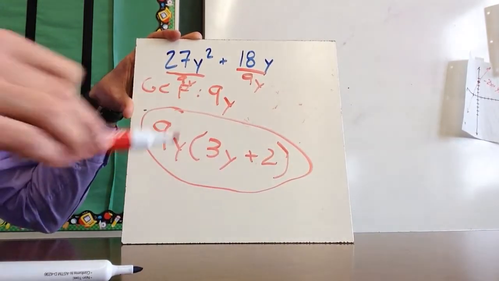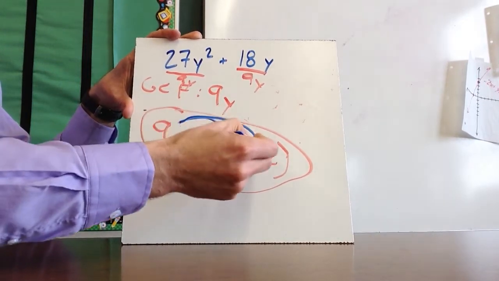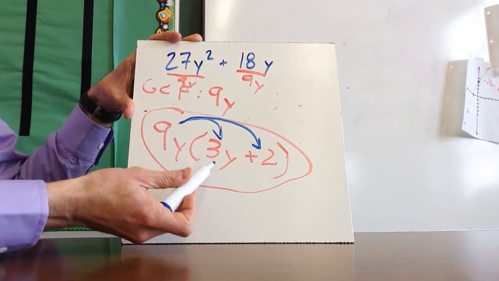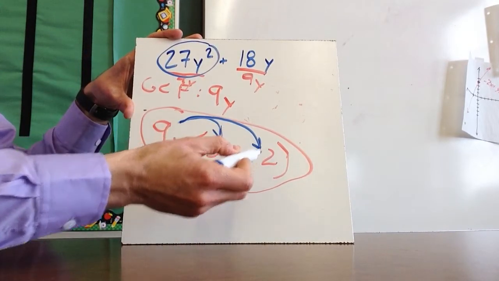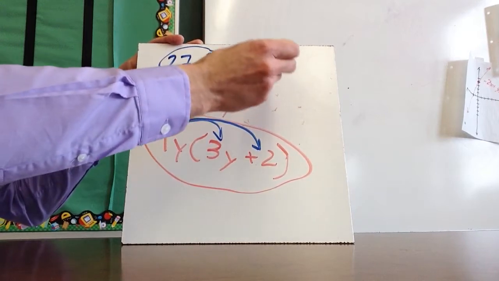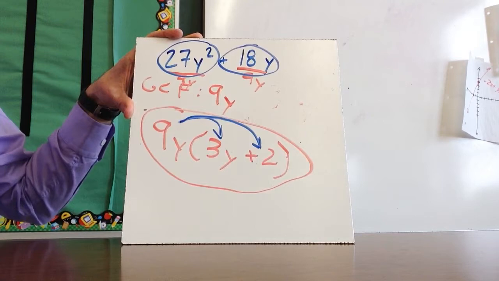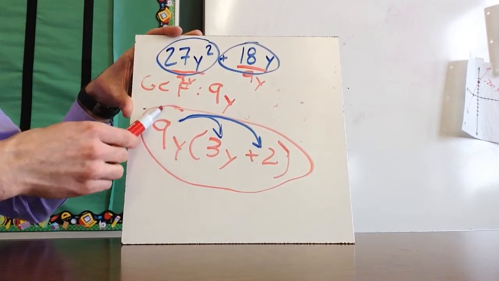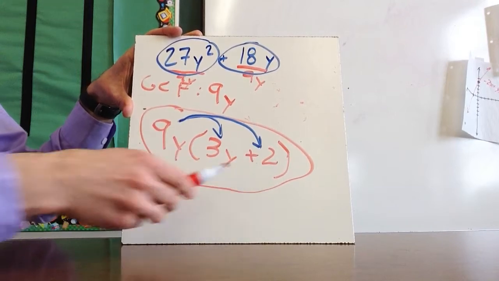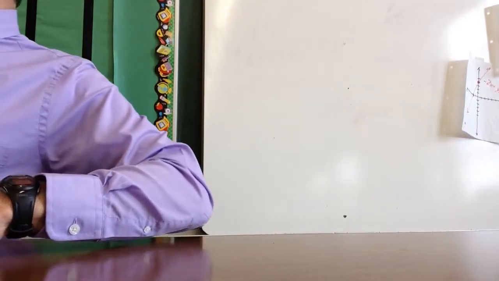The way that you check your answer is you take this and distribute here, and take this and distribute here, and then this becomes 27y squared, which should equal that. And then this is 18y, which should equal that. As long as after you distribute it gets back up to the beginning, then you know that you've solved it correctly. So when looking for the greatest common factor, that's going on the outside, and then what's left would be inside the parentheses. That's one type of problem that you might see.